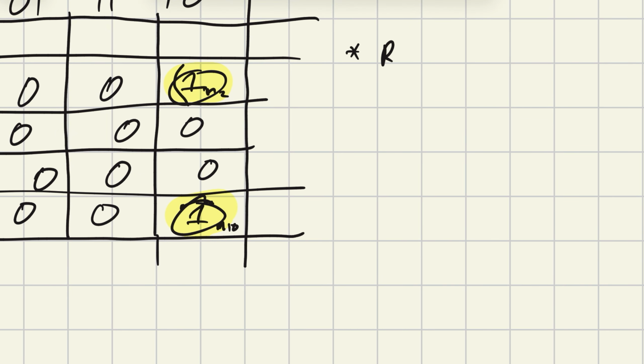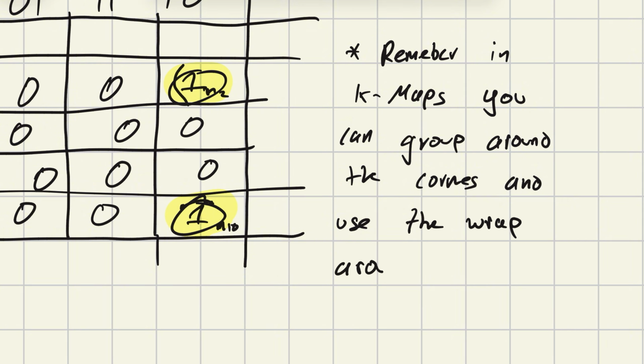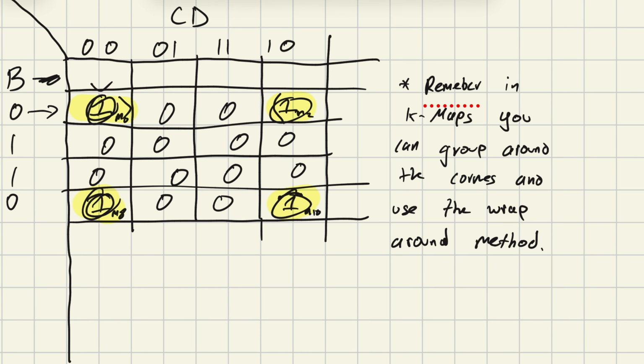Here's an important note. Remember, in K-maps, you can group around the corners and use the wrap around method. We're grouping around the map like this to get all the ones. Imagine you can picture yourself kind of rolling this map in order to understand this grouping.